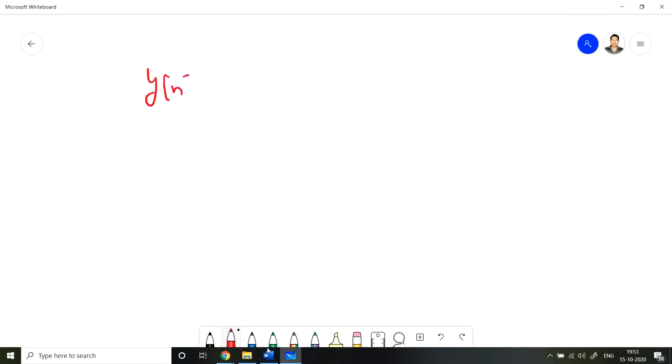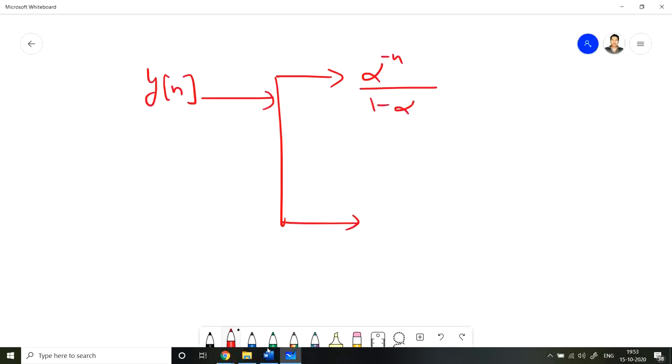So we have y[n]. So what is y[n]? y[n] is equal to alpha raised to the power minus n divided by 1 minus alpha square for n less than or equal to 0, and it is equal to alpha raised to the power plus n divided by 1 minus alpha square when n is greater than 0. Sorry for that, n is greater than or equal to 0, and n less than 0 for the other.